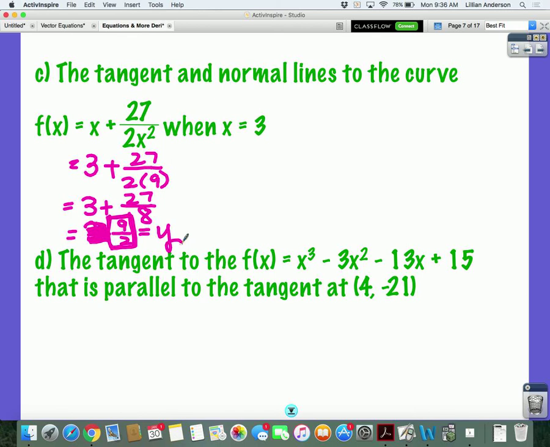Now we need to figure out the slope. To find the slope, we need to do what?